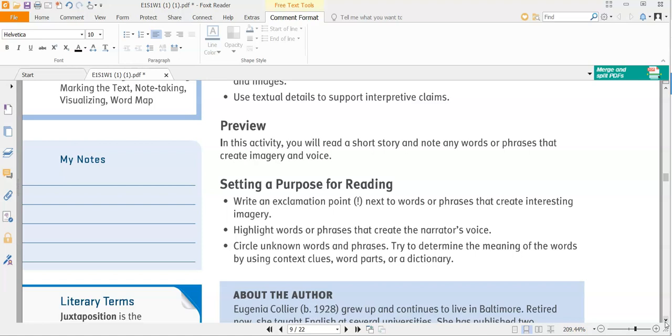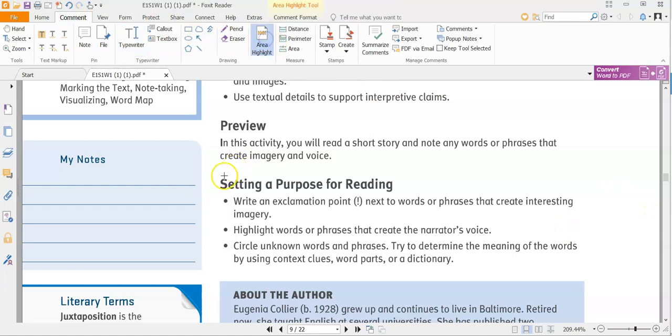So what we're going to do is we're going to read this short story, note any words or phrases that create imagery and voice. Now remember from the last lesson that imagery is a description that uses figurative language and descriptive words in order to create an appeal to your senses, like sight, touch, sound, smell, taste. Whereas voice is like the unique way that the author uses diction, syntax, and imagery in order to write and convey their message. So, we're going to start off with setting a purpose for reading.